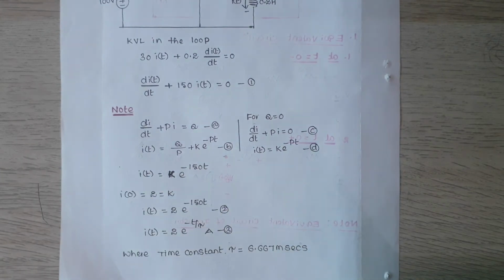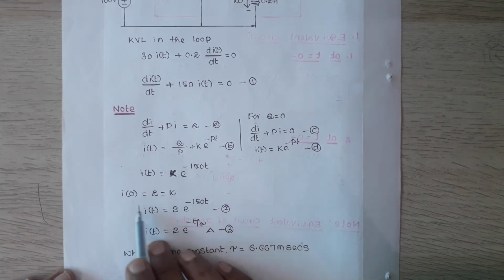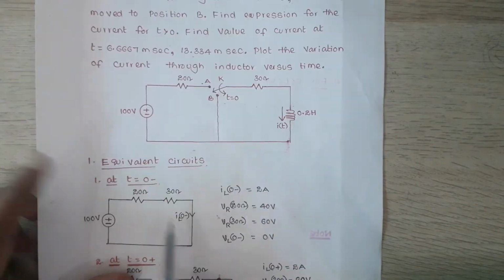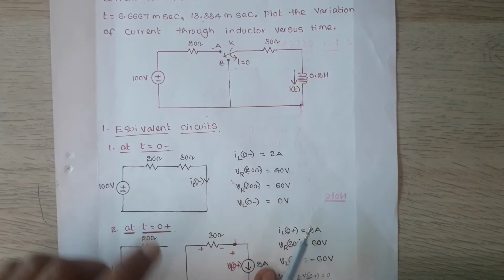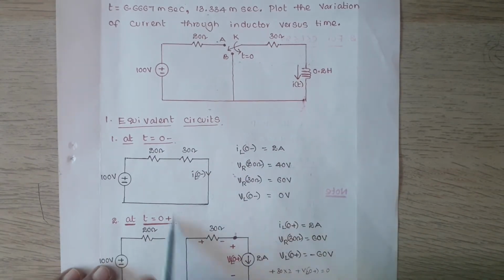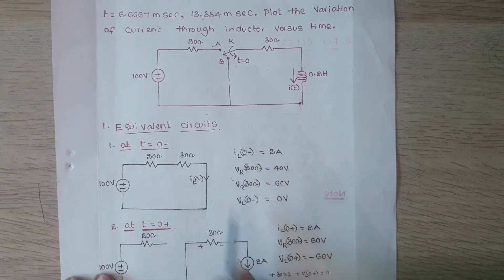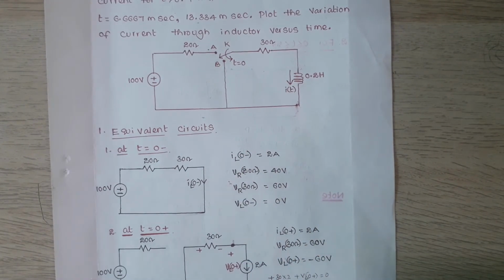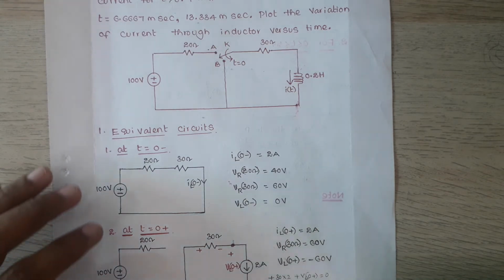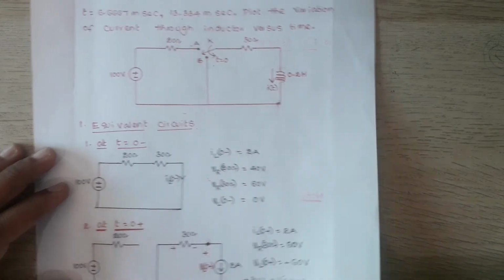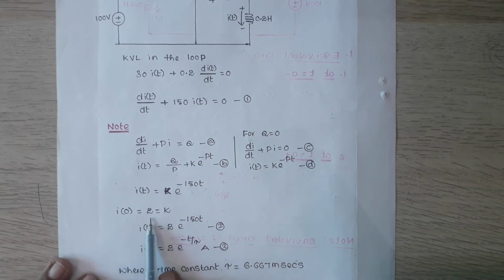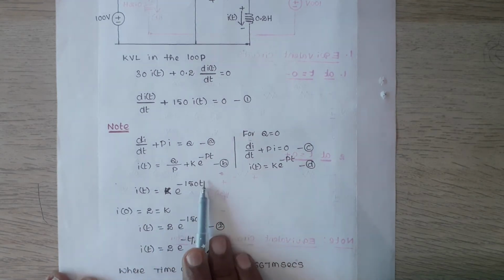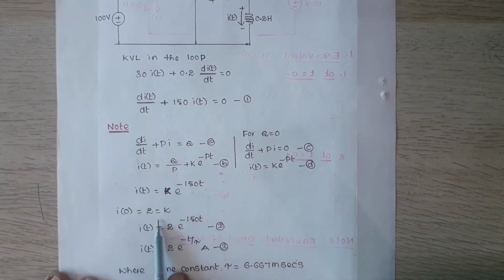We have to get the value of k by using initial conditions. I of 0: what is the current in the circuit at t equal to 0? At t equal to 0, you can take this circuit or this circuit. What is the current in the inductor? The current in the inductor is 2 amperes. So use that value to find the value of k. I of t equal to k into e power minus 150t. I of 0 equal to 2, which equals k into e power 0. So the k value becomes 2.